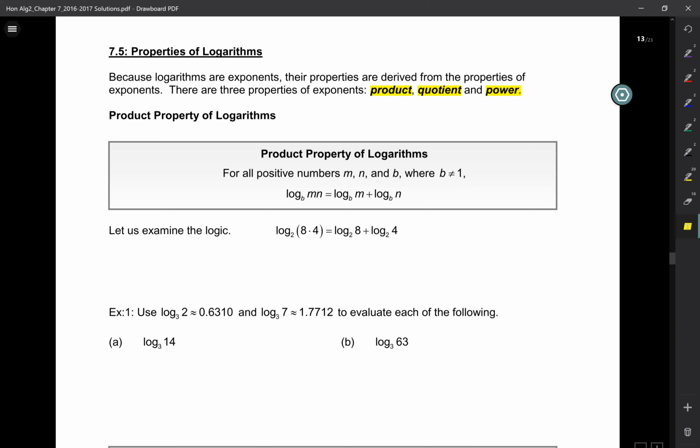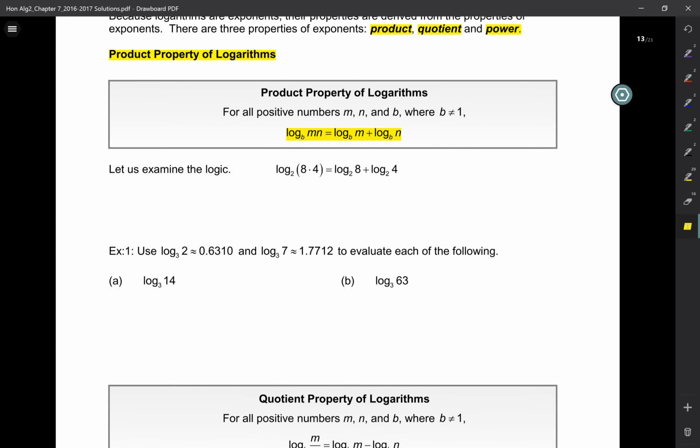All right, so we're going to start with the product property. It says for all positive numbers m, n, and b, this is the product property. So it says if you have log base b of m times n, that's equal to log base b of m plus log base b of n. Why? Let's just take a look at why.